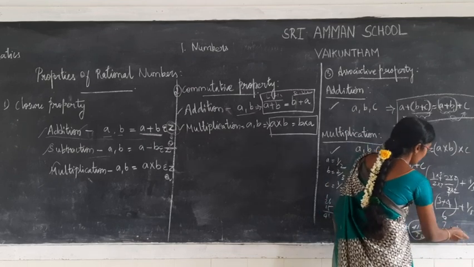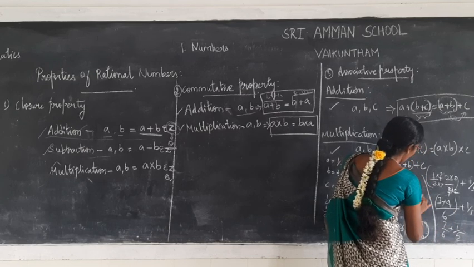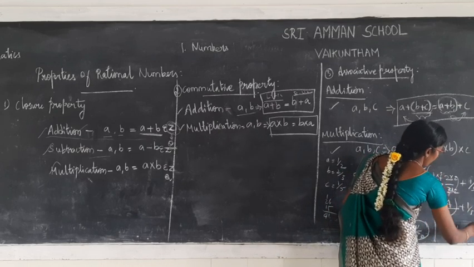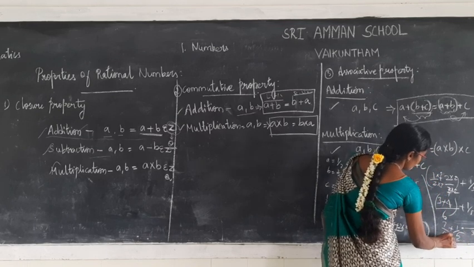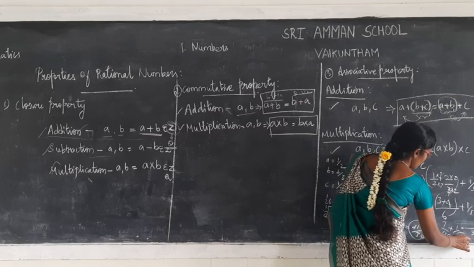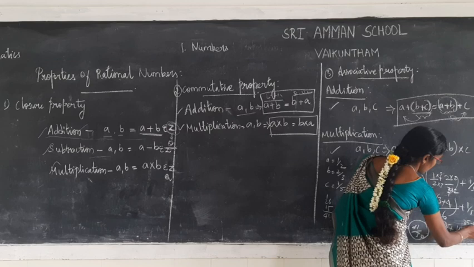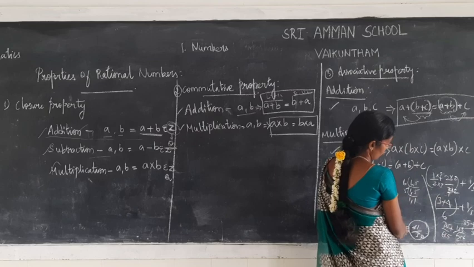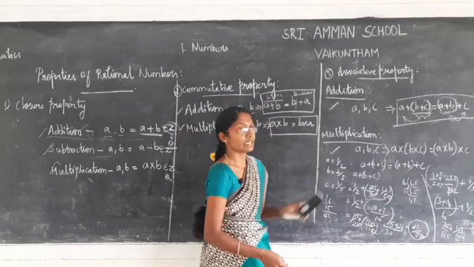So take LCM of 6 and 5: 1 6 is 6, 5, 5, 1, 1. So 6 5s are 30. So you will get 30. Okay. So 30 into 6, 5 6s are 30, into 5. So here into 6, 7 5s are 35 plus 1 6 is 6, equal to 41 by 30. So LHS is equal to 41 by 30 and RHS is equal to 41 by 30. So it satisfies the condition.